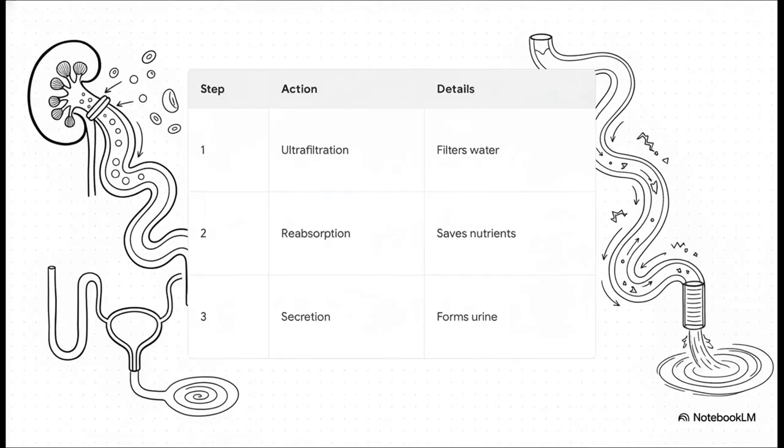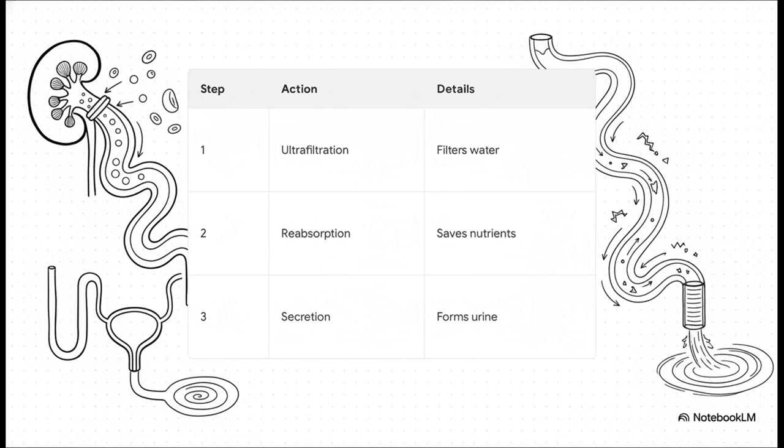Okay, step 1, ultrafiltration. Remember that high blood pressure in the glomerulus? It literally forces liquid out of the blood and across the thin walls into the Bowman's capsule. This filtrate contains a mix of things: water, glucose, salts, but also toxic urea and uric acid. Now, notice one key detail here. Large molecules, like your blood cells and proteins, they stay safely behind in the blood because they're simply too big to fit through the biological filter.